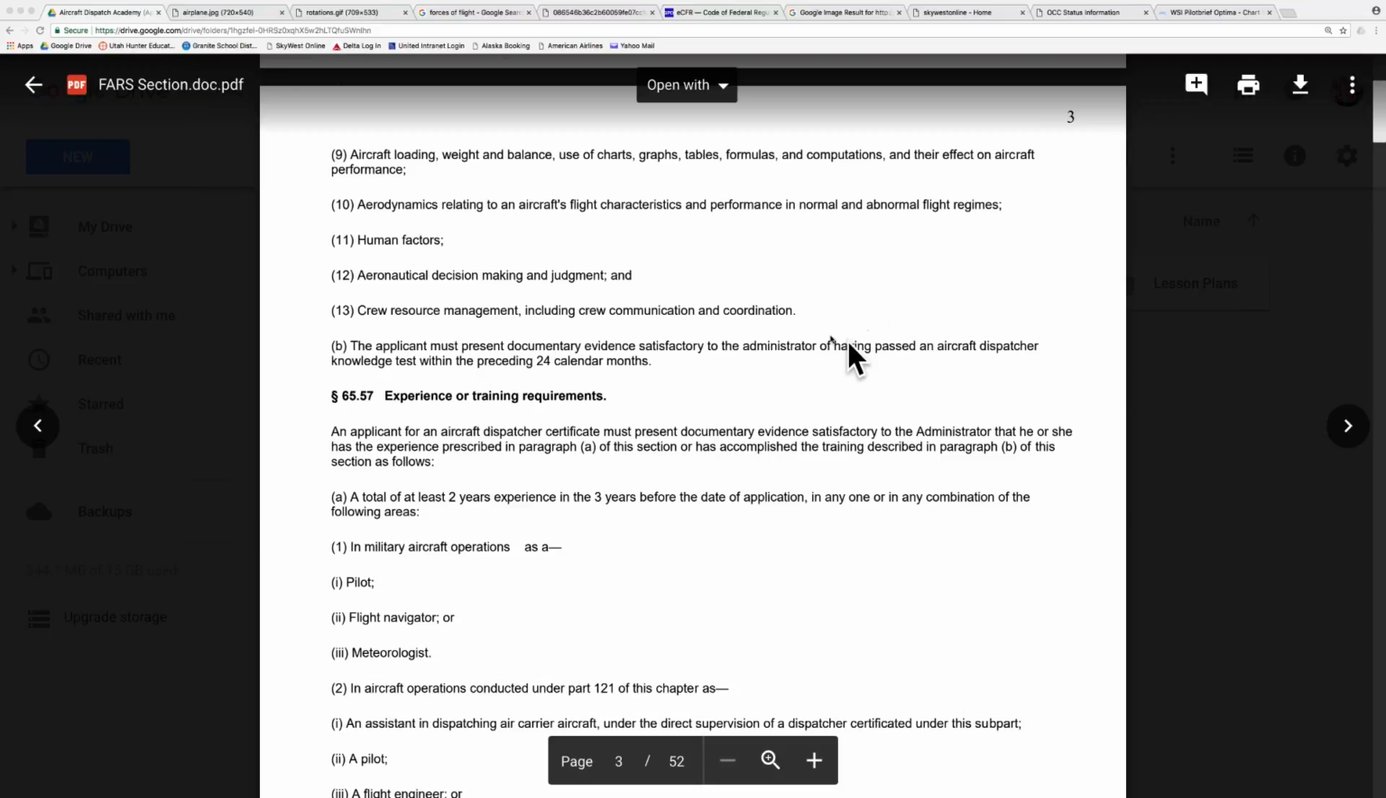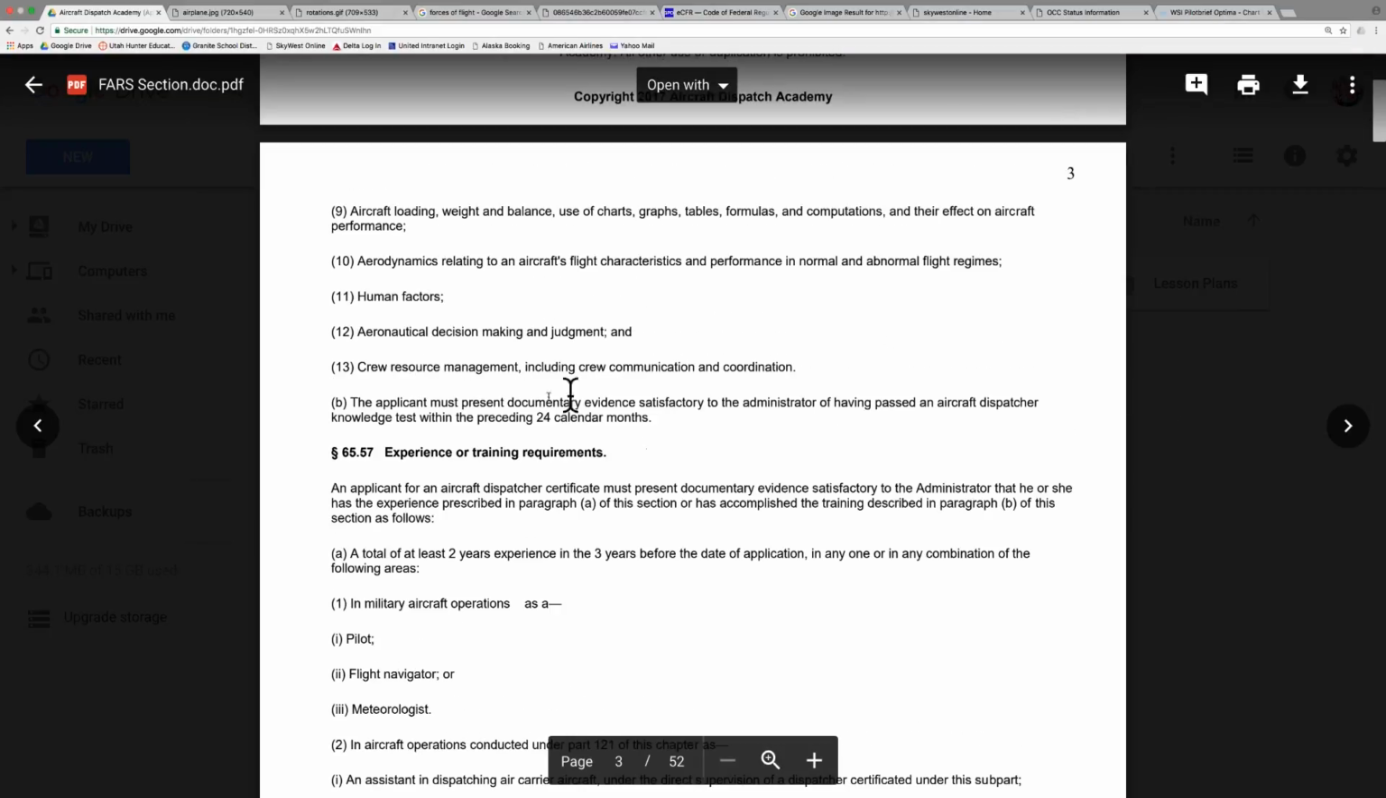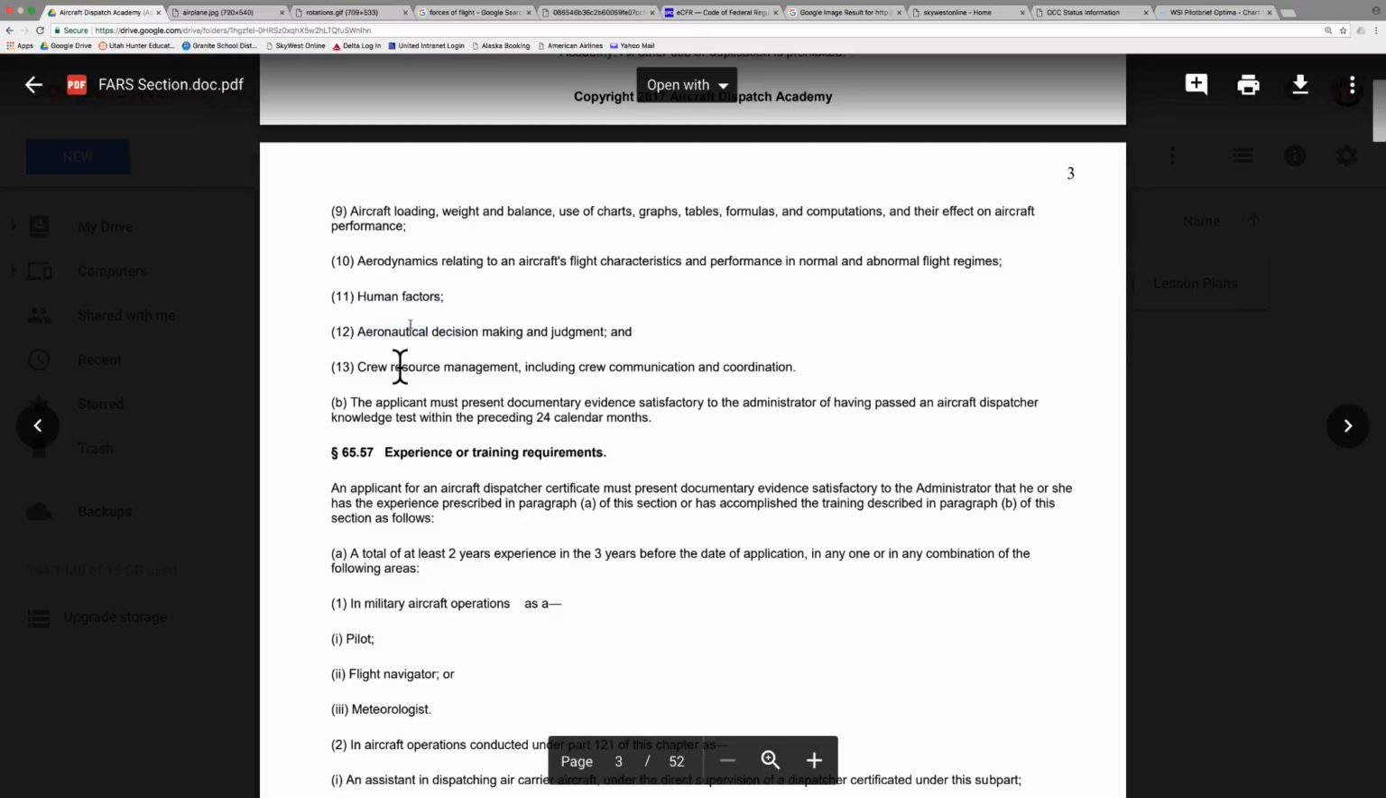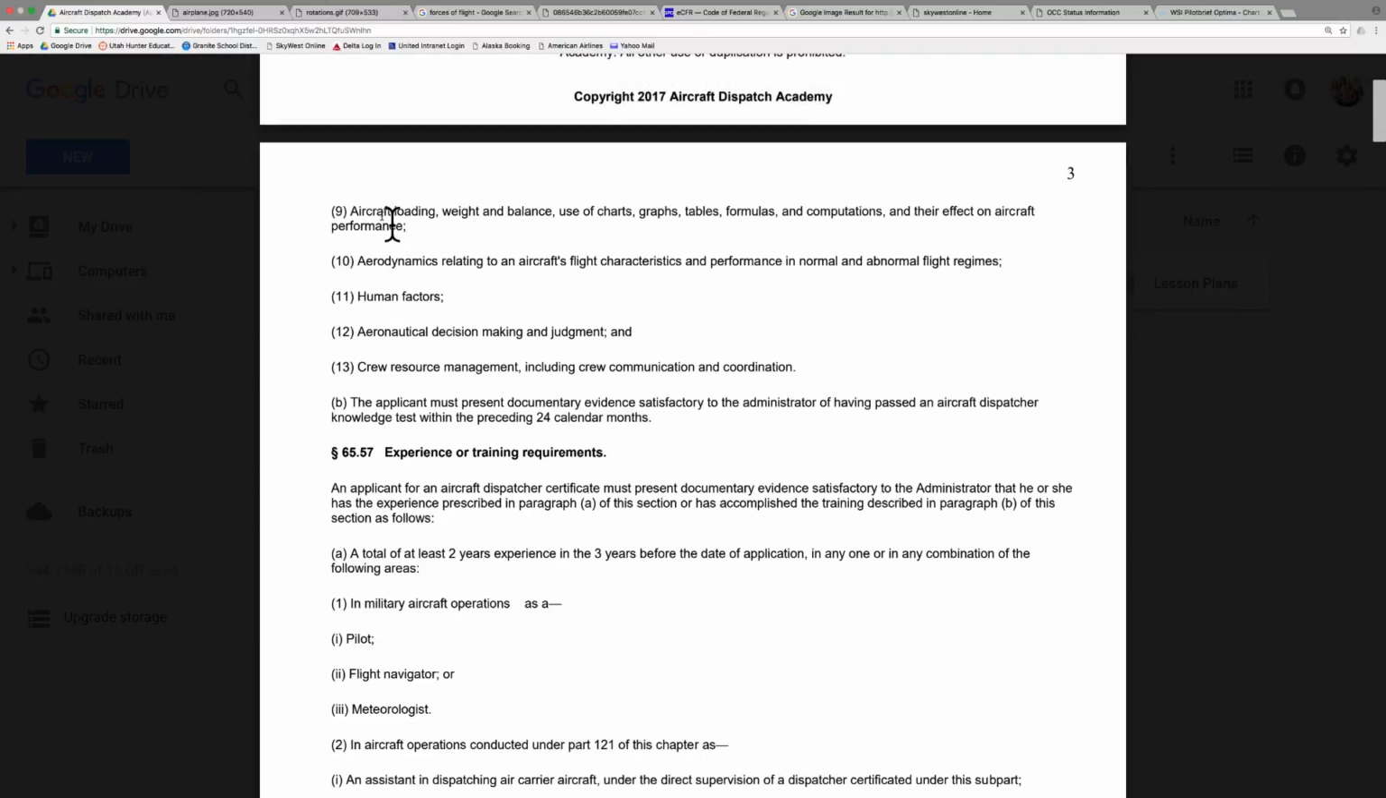Let's see. We've kind of gone over all of this stuff. So we'll talk about just a couple more things that they test you on in the practical: aerodynamics, abnormal flight regimes, human factors, aeronautical decision making. So he's going to test some of the choices that you make, just to get a feel if you guys are looking in and thinking about everything that you need to think about when you're dispatching.